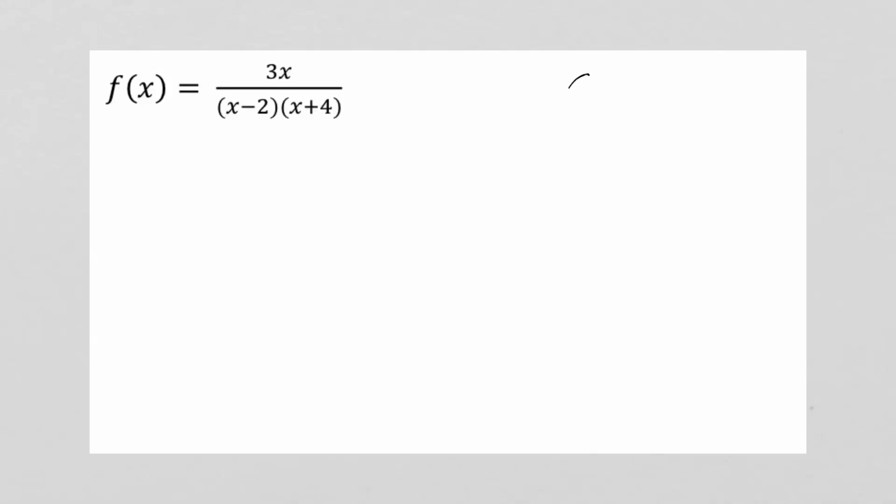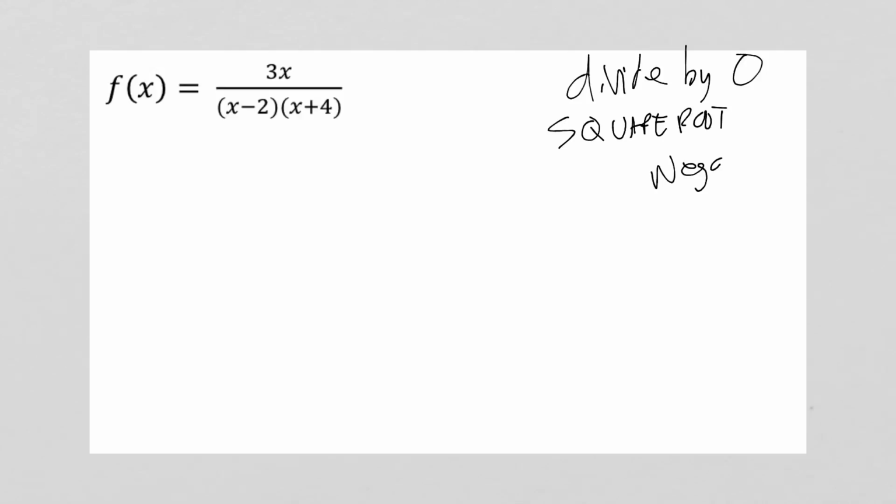Well, we are not allowed to divide by 0, and we are not allowed to take the square root of a negative number. And what I mean by that is we're not allowed to divide by 0 and get a real number. We're not allowed to take the square root of a negative number and get a real number. So we must exclude these from our domain.